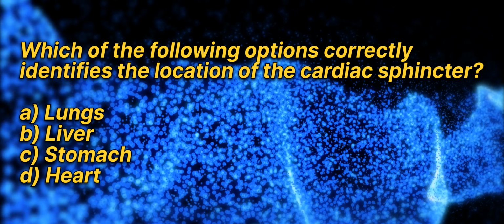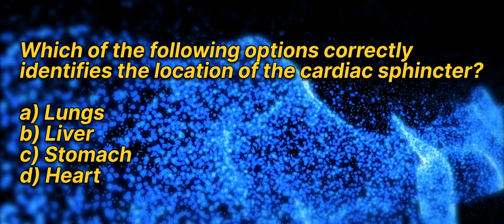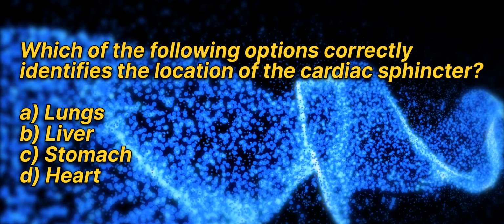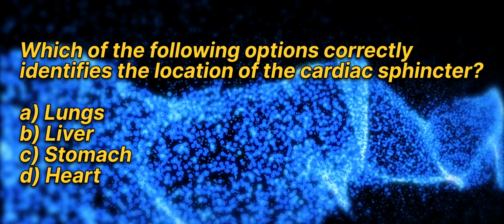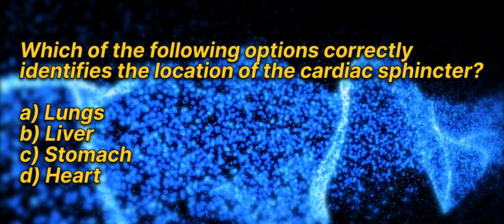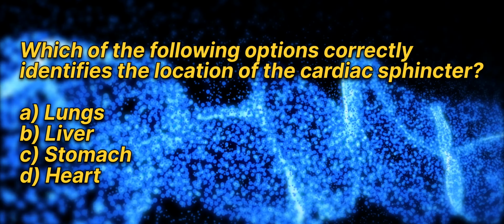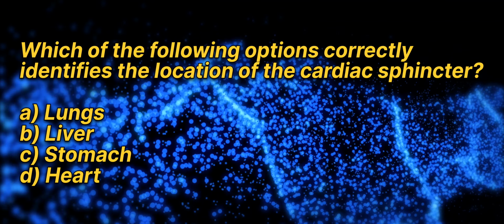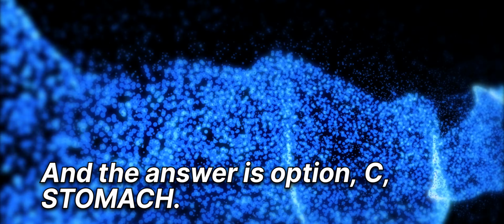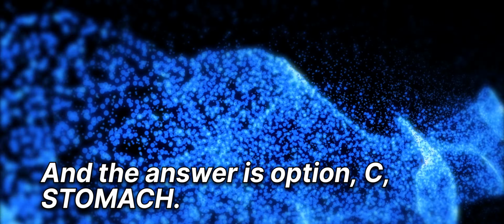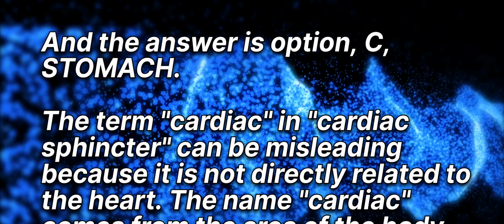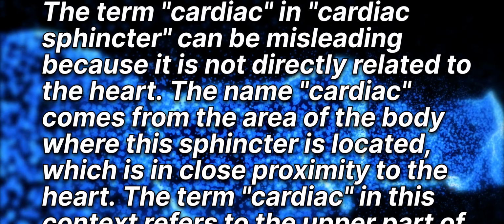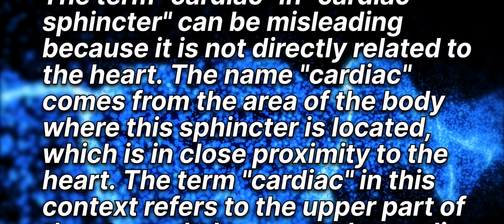Which of the following options correctly identifies the location of the cardiac sphincter? A. Lungs. B. Liver. C. Stomach. D. Heart. And the answer is option C. Stomach. The term cardiac in cardiac sphincter can be misleading because it is not directly related to the heart.